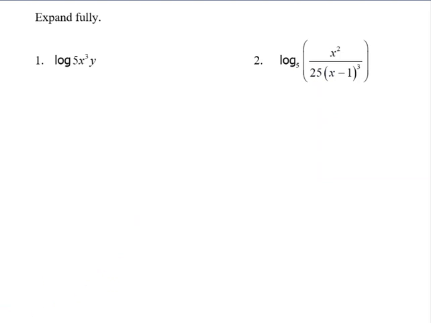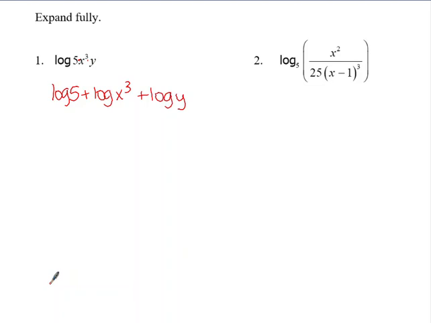So in this first example, we have log of 5x cubed y. Since these are all multiplied together, the 5, the x cubed, and the y, we are using the product property to expand this. We can expand it to log of 5 plus log of x cubed plus log of y.